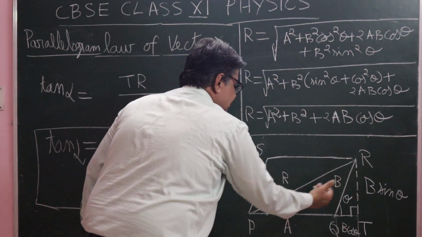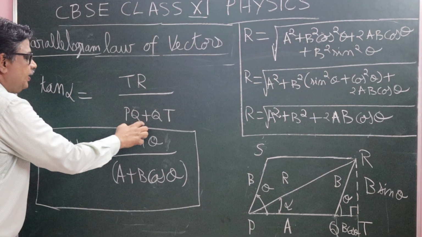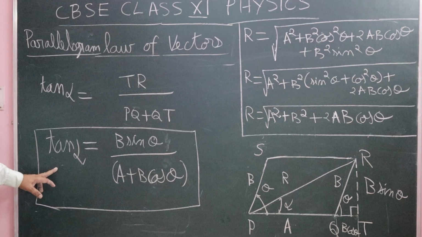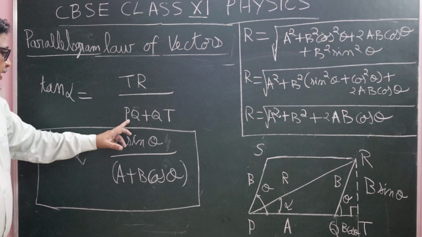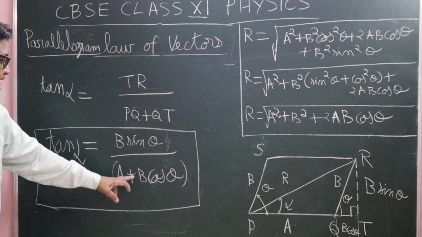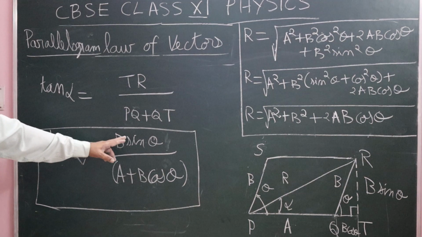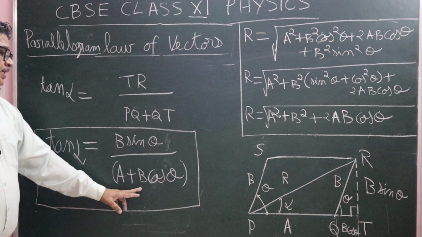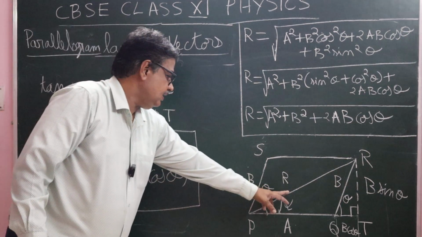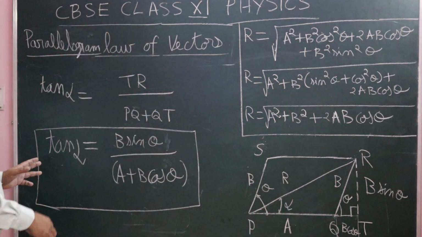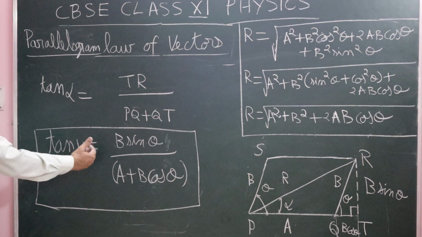Tan alpha equals opposite by adjacent, that is TR divided by PQ plus QT. TR is B sin theta, divided by PQ which is A plus QT which is B cos theta. Therefore, tan alpha equals B sin theta divided by A plus B cos theta. This is the angle between the resultant and A. From this we can find alpha: alpha equals tan inverse of this.